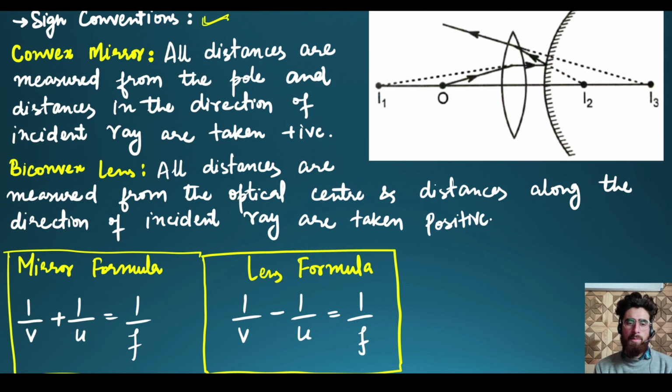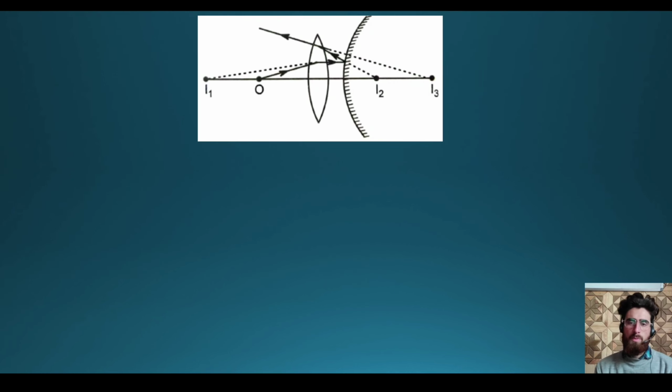We will be using the mirror formula and the lens formula, the formulas that relate the image distance, object distance, and focal length in both of these mirrors as well as lenses. So let's take the first part.